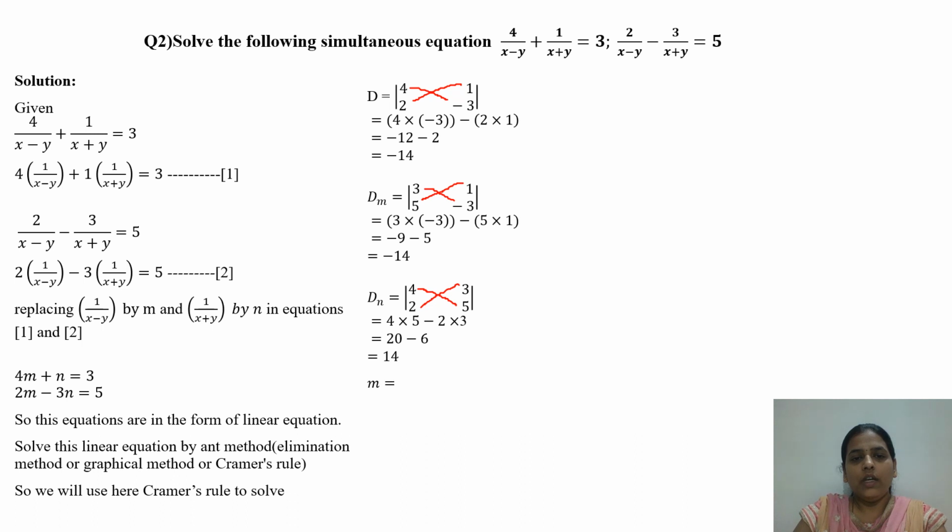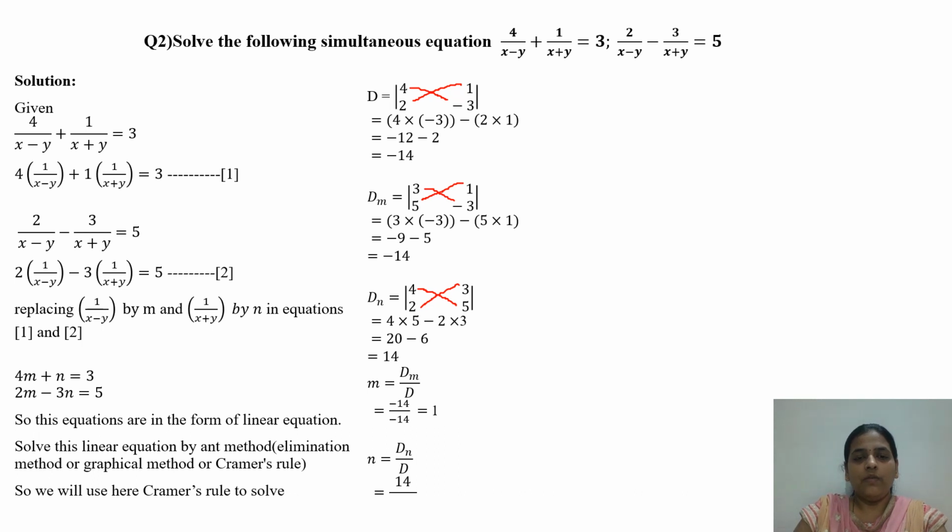Next we want to calculate m and n. When we calculate m, what is your formula? dm upon d, and put the value of dm here. Minus 14 upon 14. Next, minus 14 upon 14, what is your answer here? 1.